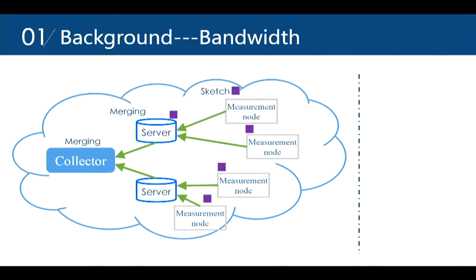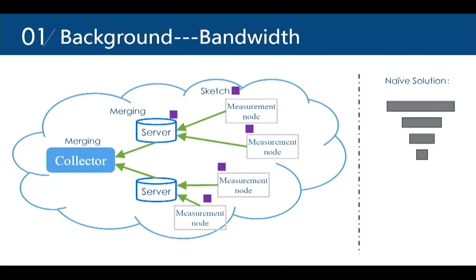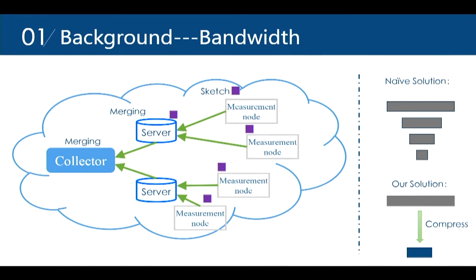However, network congestion is common, and therefore the available bandwidth is unstable. To address this problem, an existing solution is to build many sketches with different sizes, and send the sketch with the appropriate size according to the currently available bandwidth. In contrast, our solution is to actively compress the sketch according to the currently available bandwidth, and at the same time, we want to achieve high accuracy. This is the first work to compress sketches.